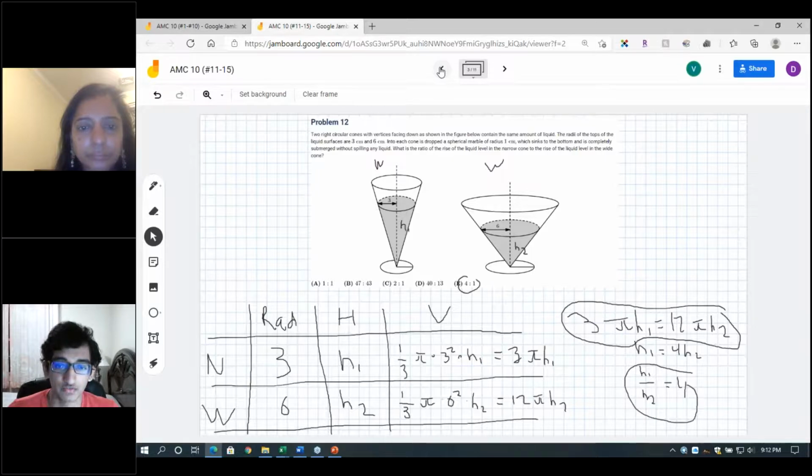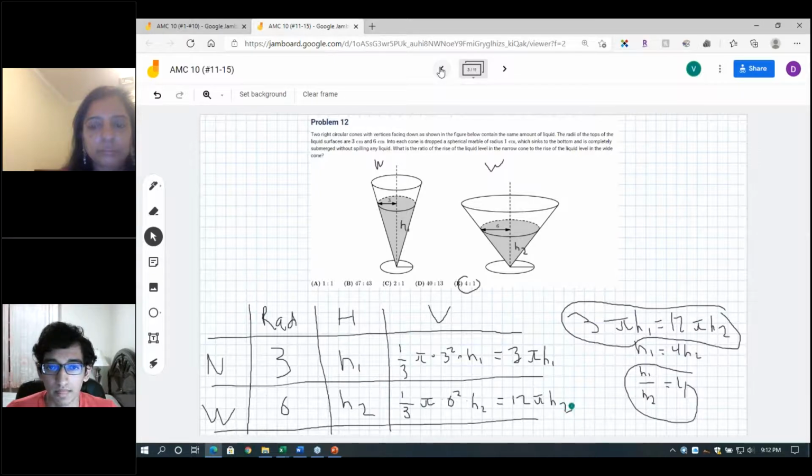Because we can calculate the volume of a cone with the radius and the height, we calculated the volume of each cone. We had 3 pi h1 for the narrow cone, and we had 12 pi h2 for the wide cone. And remember, it says they have the same amount of liquid in the very beginning. So because they have the same volume, we know that this and this are equal. We can cancel out the pi and the 3 from each, and we get h1 equals 4h2. Divide both sides by h2, and we get h1 divided by h2 is equal to 4. So we know the initial ratio of h1 to h2 is 4.